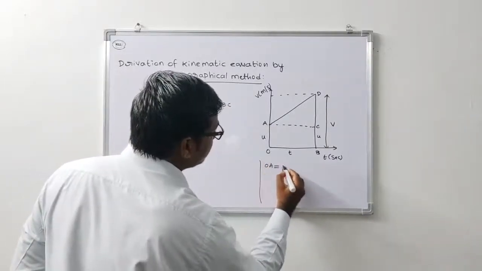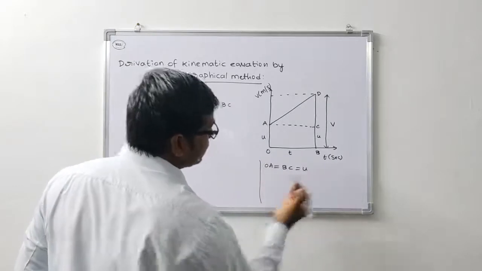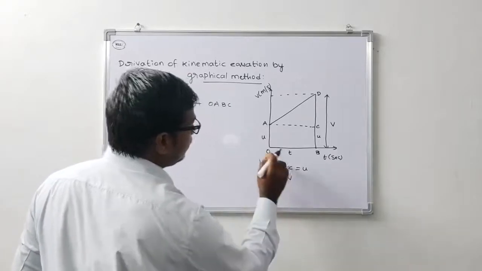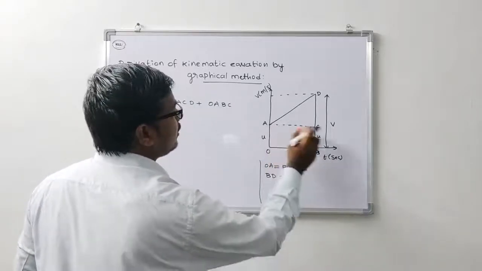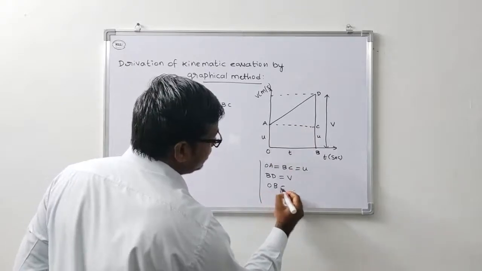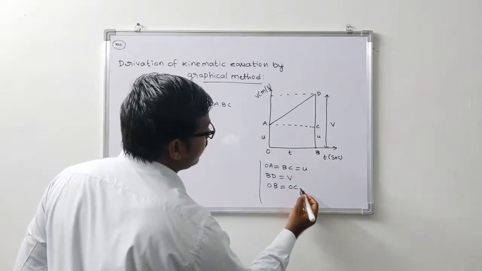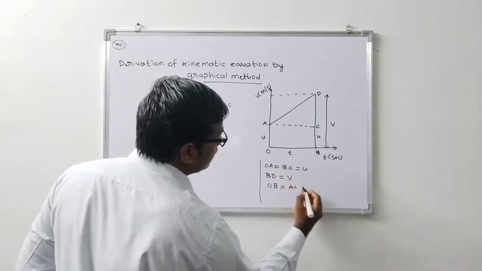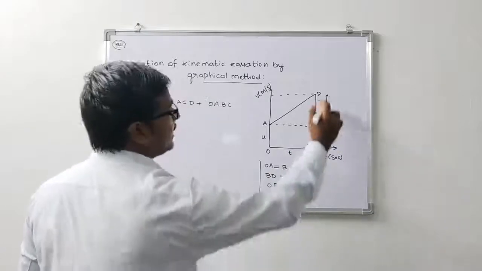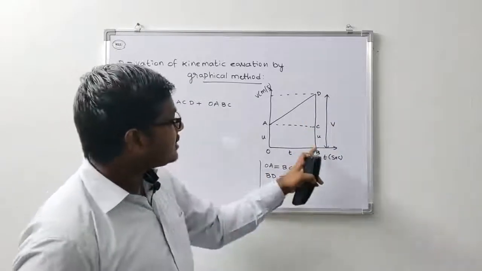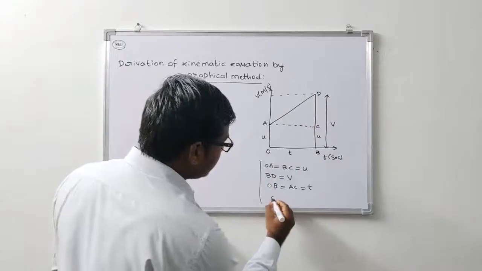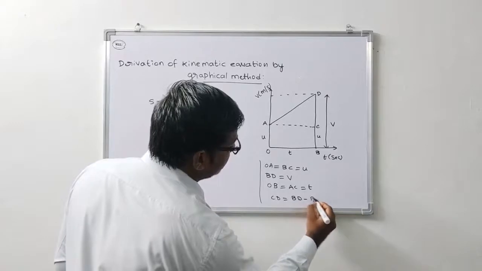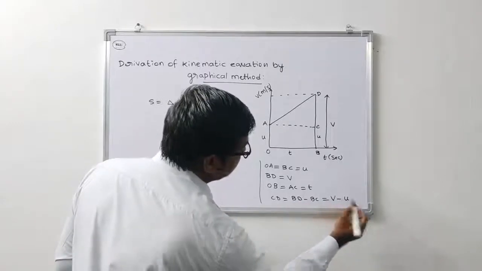In this figure, OA is equal to BC is equal to initial velocity u and BD is equal to final velocity v. OB is equal to AC is equal to t. Next, CD calculation: CD is equal to BD minus BC, that is equal to v minus u.